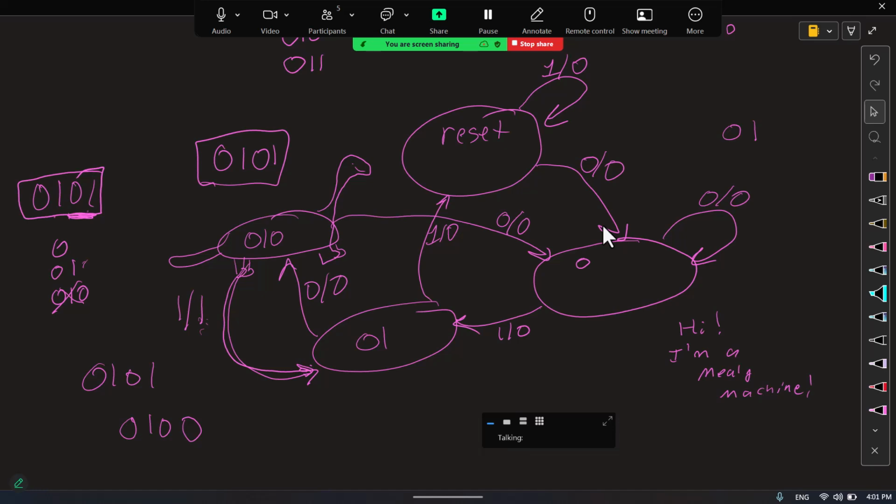Extra state for B. So Mealy has that extra, Moore has that extra state. Moore has that extra state. So it represents the answer while Mealy doesn't.